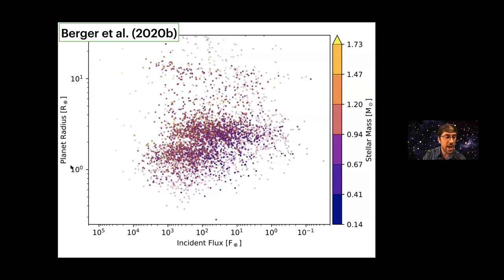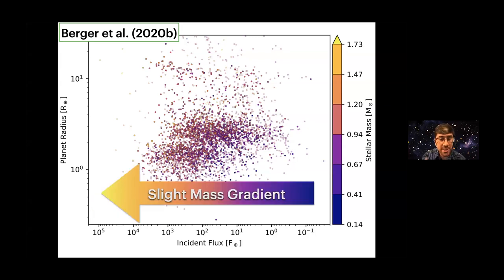So here we've got planet radius on the y-axis versus incident flux on the x-axis, and points here are colored according to the stellar mass of the host star. The solid points here are confirmed planets, whereas the translucent points are candidate planets. And if you've got a particularly keen eye, you might have noticed that there appears to be a color gradient going on in this plot from left to right or right to left, which indicates that there is a mass gradient going on here.